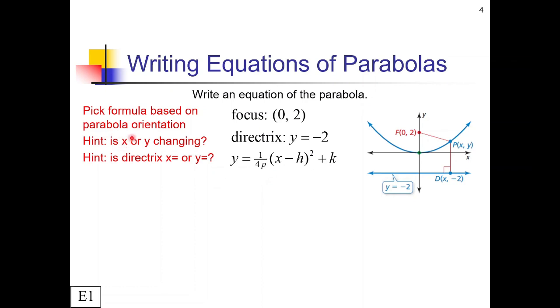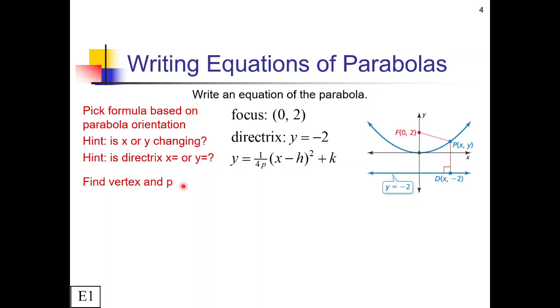Now this part about x or y changing, that would be more helpful if they gave you the focus and the vertex, and then you could see the y values changing and know that this was the formula we had to go with. Once we've picked that formula, you'll notice that we have to figure out p and h and k in order to actually fill this in. So we need to figure out the vertex and the p-value.